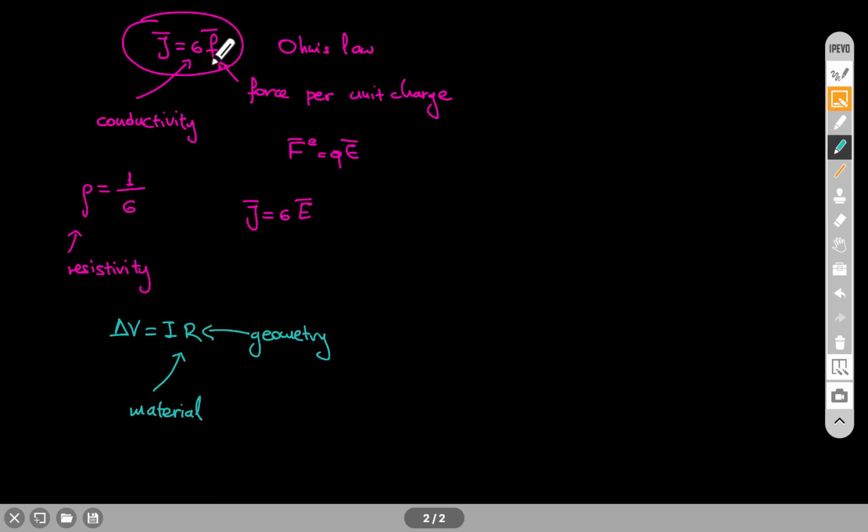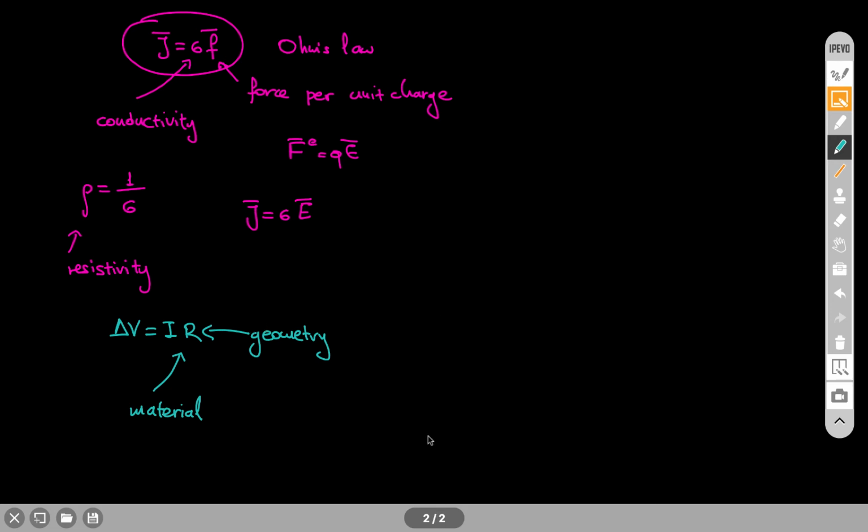So in the more fundamental expression for Ohm's law, this constant depends only on the material, but when we use it in the context of potential difference and conventional current, you need to remember that the resistance R depends not only on the material, but also on the geometry.